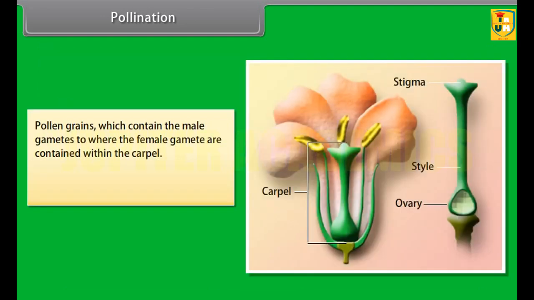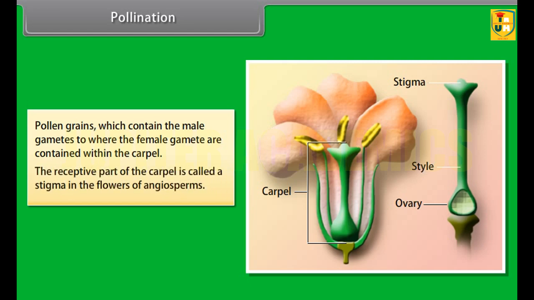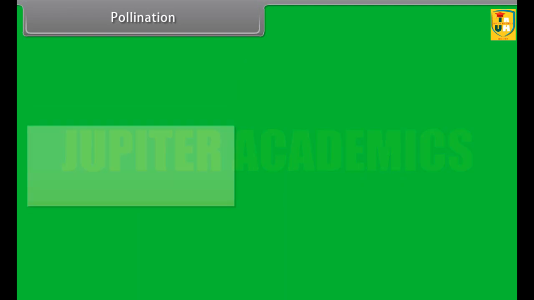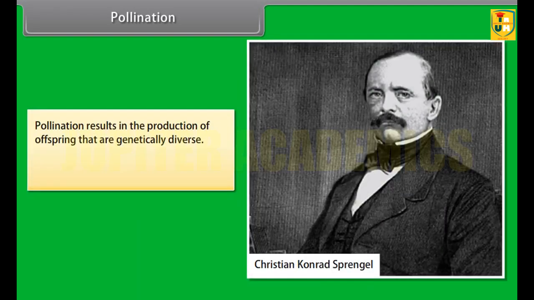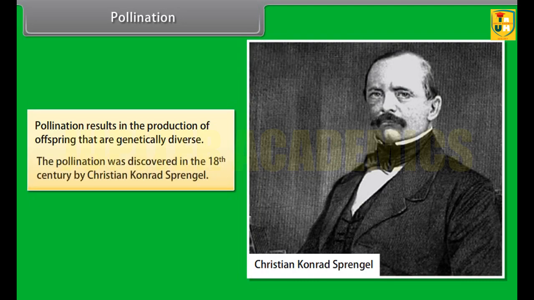Pollination. Pollination is the process by which pollen is transferred in plants, thereby enabling fertilization and sexual reproduction. Pollen grains contain the male gametes, which are transferred to where the female gamete is contained within the carpel. The receptive part of the carpel is called a stigma in the flowers of angiosperms. Pollination results in the production of offspring that are genetically diverse. The pollination was discovered in the 18th century by Christian Conrad Sprengel.